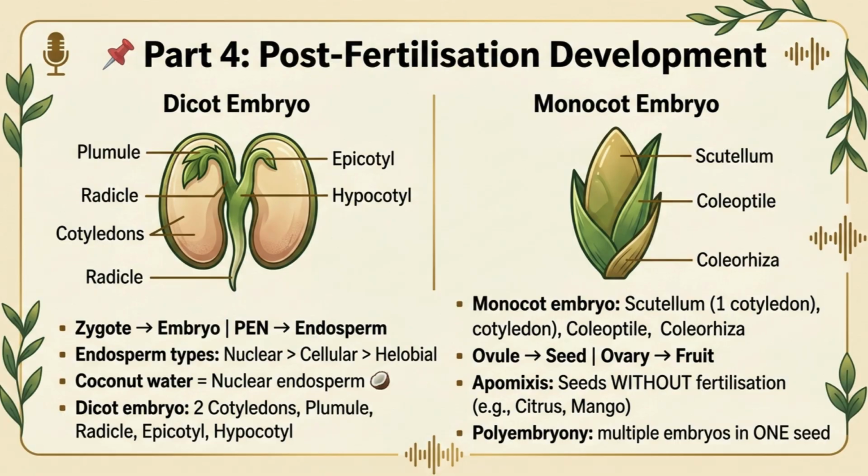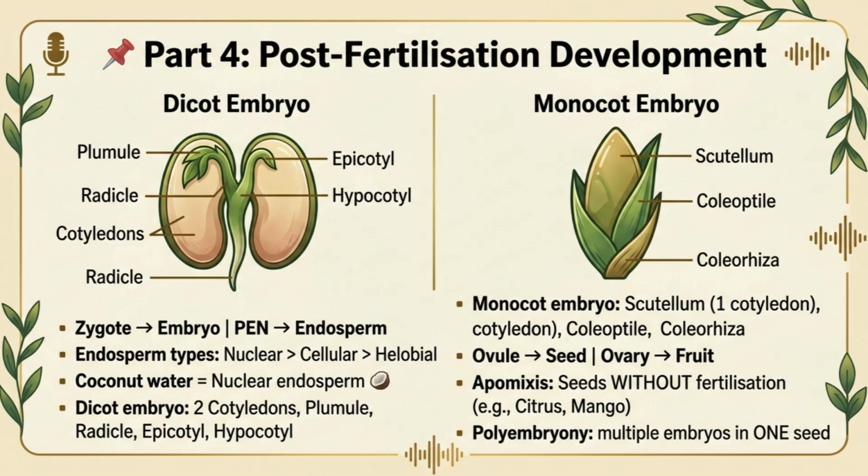Same coconut, 2 types. In dicot embryos, you have 2 cotyledons flanking the plumule above and radicle below, with epicotyl and hypocotyl regions. In monocot embryos, like wheat and maize, there is 1 cotyledon, called the scutellum, a sheath protecting the shoot tip, called the coleoptile, and one protecting the root, called the coleorhiza. After all this, the ovule becomes a seed, and the ovary becomes a fruit.